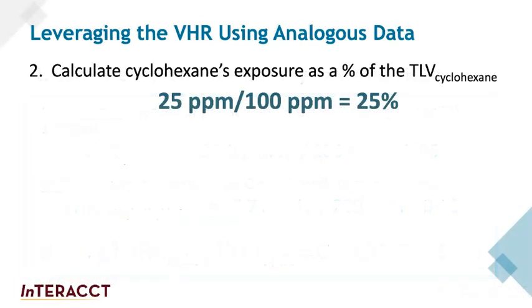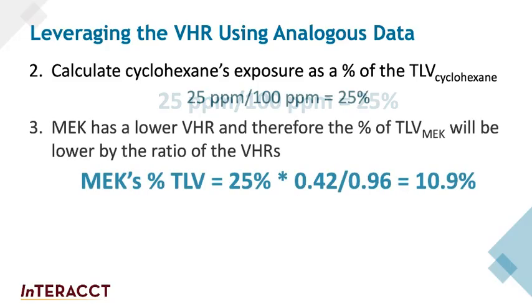Next, we calculate cyclohexane's exposure as a percent of its TLV. Since the TLV is 100 parts per million, this works out to 25 divided by 100, or 25%. Next, we calculate the percent of MEK's TLV using the cyclohexane TLV expressed as a percent and the VHR ratio that we calculated earlier. So this is equal to 25% times the ratio of the VHRs, which was 0.42 divided by 0.96, which equals 10.9%.